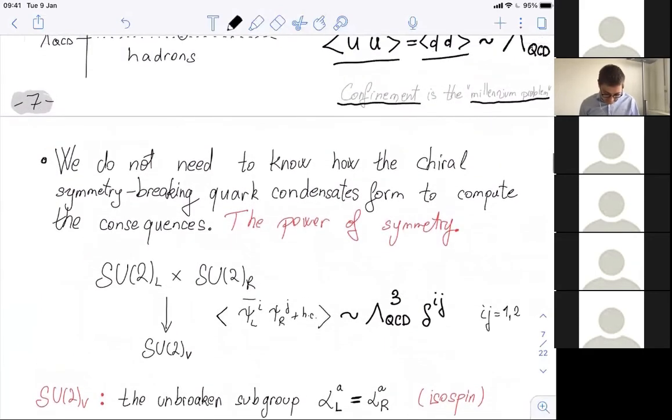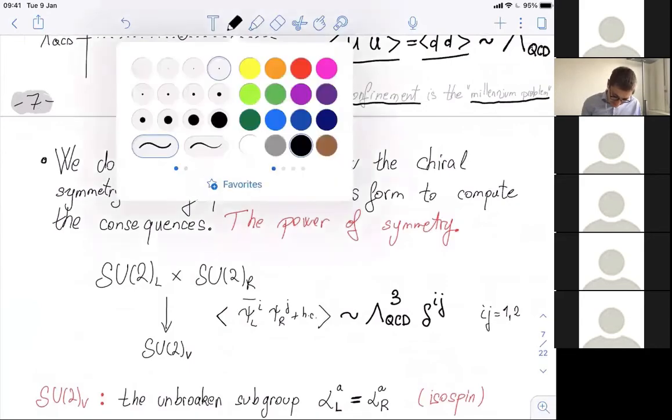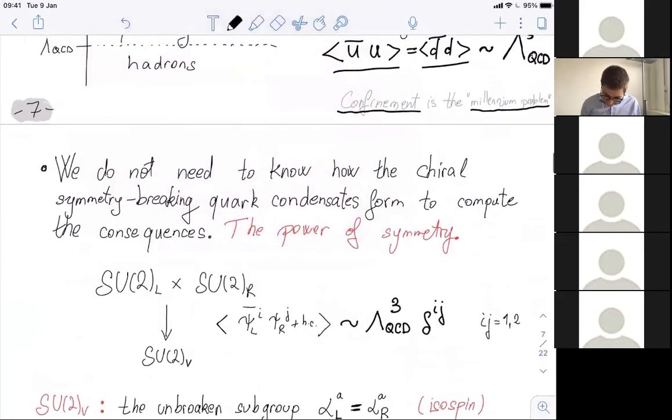So what does this mean? This condensate, the vacuum expectation value of these fields, breaks the chiral symmetry. This was the original chiral symmetry group G. It breaks it to a subgroup H, where H is the diagonal subgroup of the initial product. And this is known as isospin. SU2V is the isospin group.